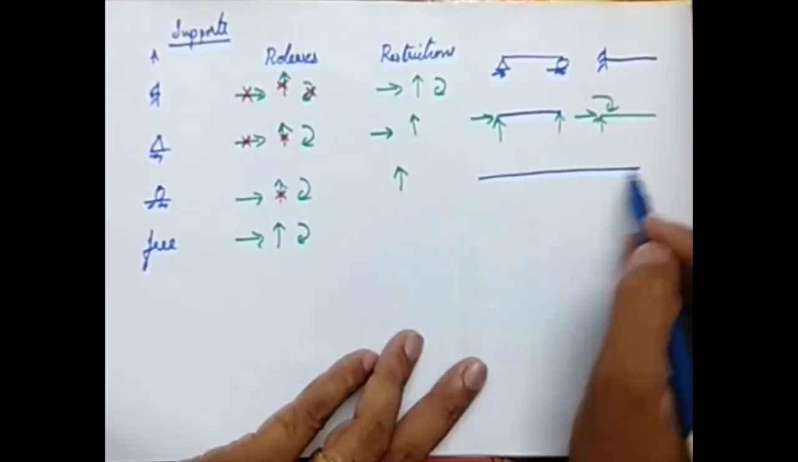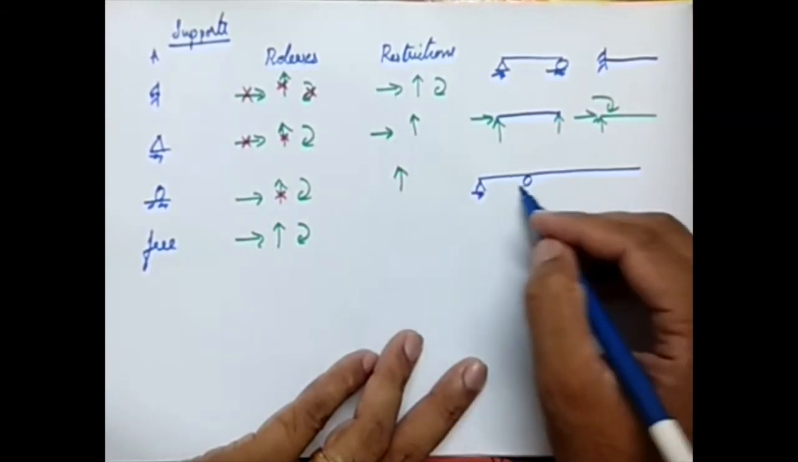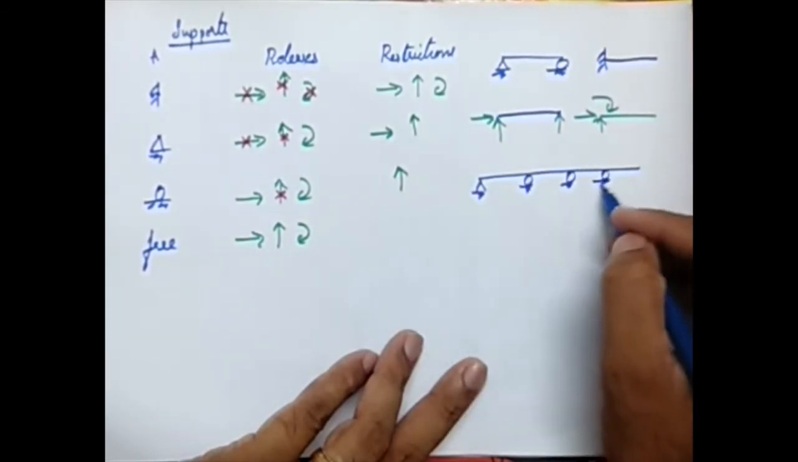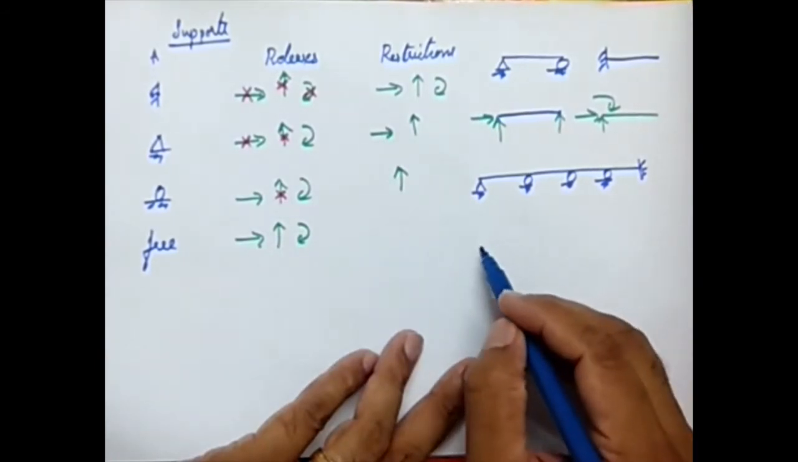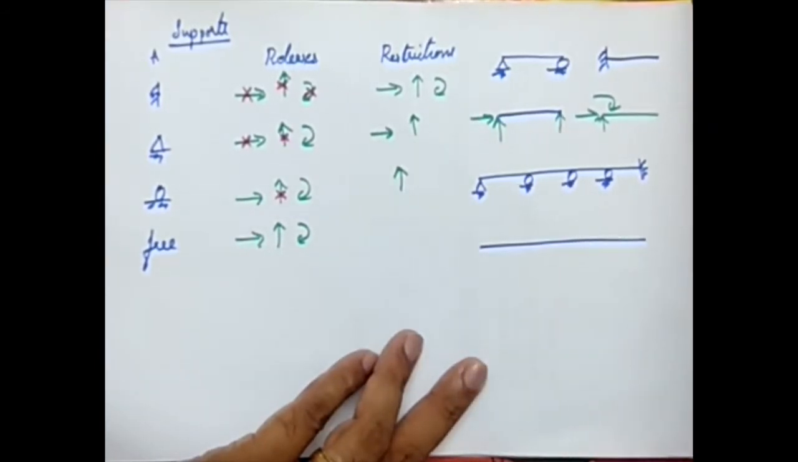Okay, we'll go for a higher case. Say I'm having a beam like this. There is a roller here, another roller, and this is fixed. So if I want to represent this as reactions, the diagram will be something like this.